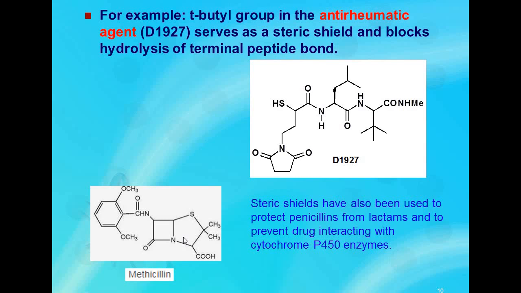Methicillin is a penicillin which contains two OCH3 groups on this ring, and this will protect against the attack of beta-lactamase on this beta-lactam ring. Oxacillin and cloxacillin also have bulky groups, and due to steric hindrance they provide resistance to beta-lactamase.